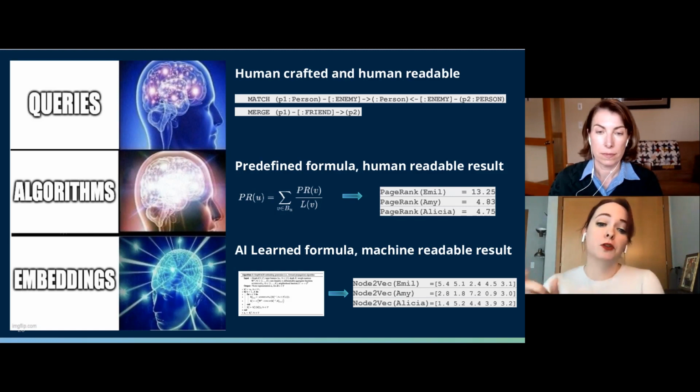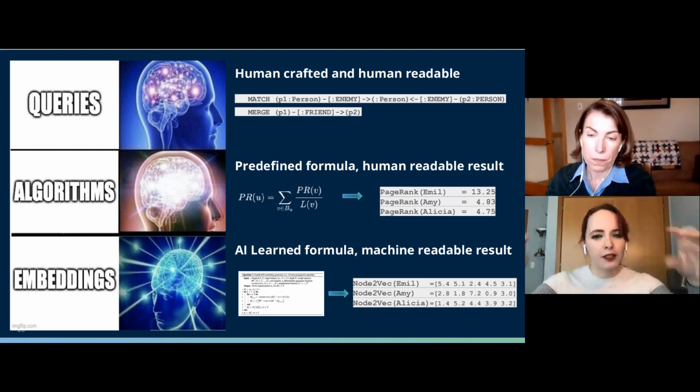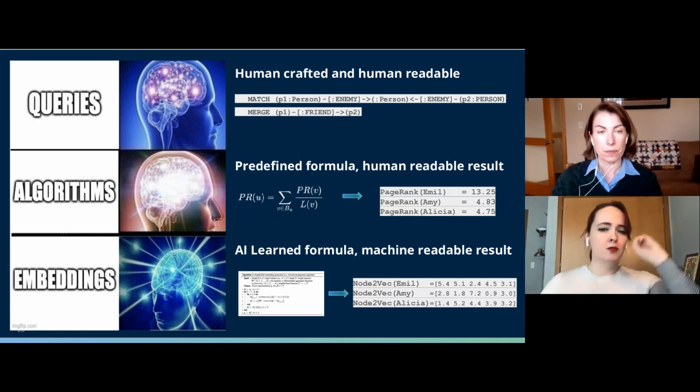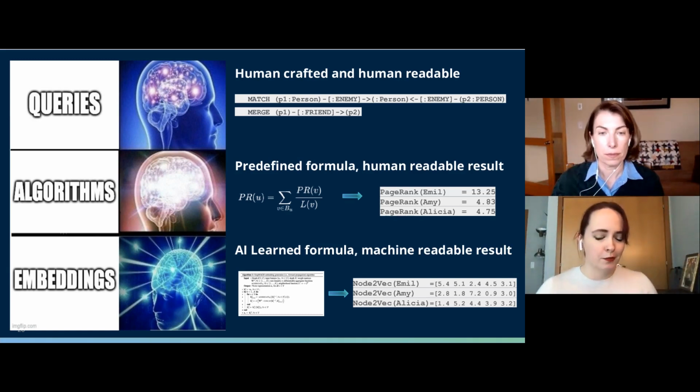However, what those numbers do is they summarize everything important in that extended graph into the minimum set of numbers that help you reconstruct the data of your graph. So it's basically the AI-learned formula of what's important in my graph, custom built to put into your machine learning algorithms. So as you kind of go up, it's human crafted and human readable with queries, then you have a formula and a human readable result with an algorithm, and then embeddings are machine learned and machine readable.